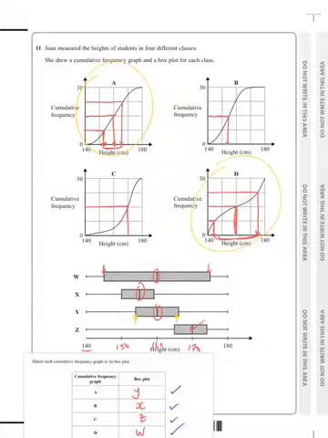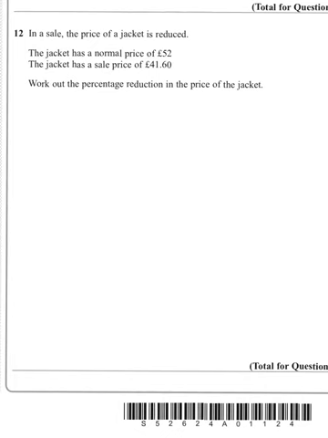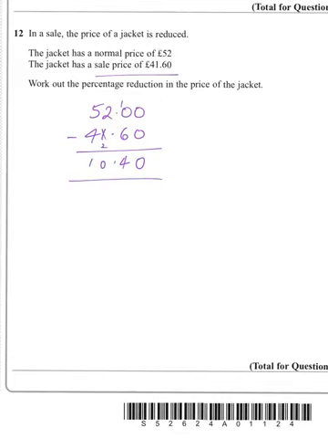I hope you understood that. Question 12. In a sale, the price of a jacket is reduced and it started at £52 here, and it was sold at £41.60. So without a calculator, we'll do this subtraction here, however you want to do it. And so it's £10.40 is the difference here, but this is the important part. Work out the percentage reduction in the price of the jacket. So we're comparing the difference between the normal and the sale price to the original price.